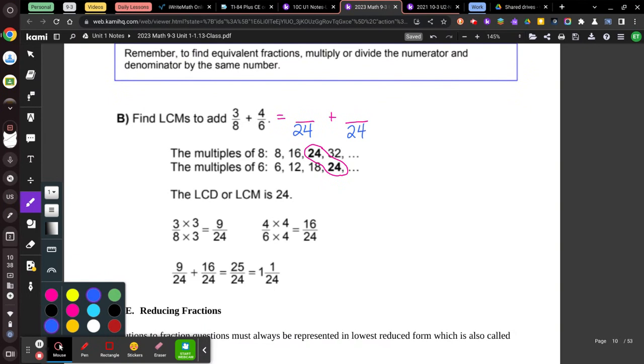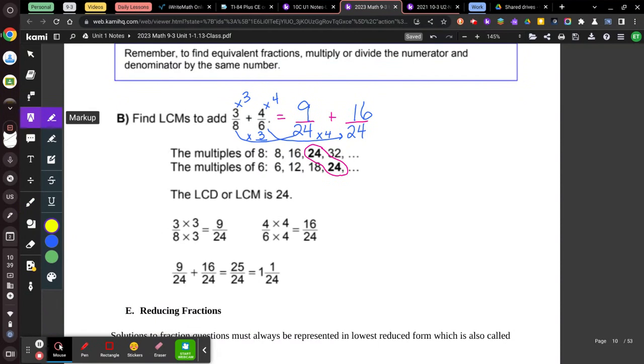And now what we have to do is we have to say, okay, 6 times what gave me 24? So you can work backwards too. You could say 8 times what gave me 24? Well, 8 times 3 gave me 24. So I need to times your top by 3. Over here, 6 I times by 4 to get 24. So I would times my top by 4. Okay? That's going to give me a 9 on top and a 16. So we get our 9 and our 16 on top.